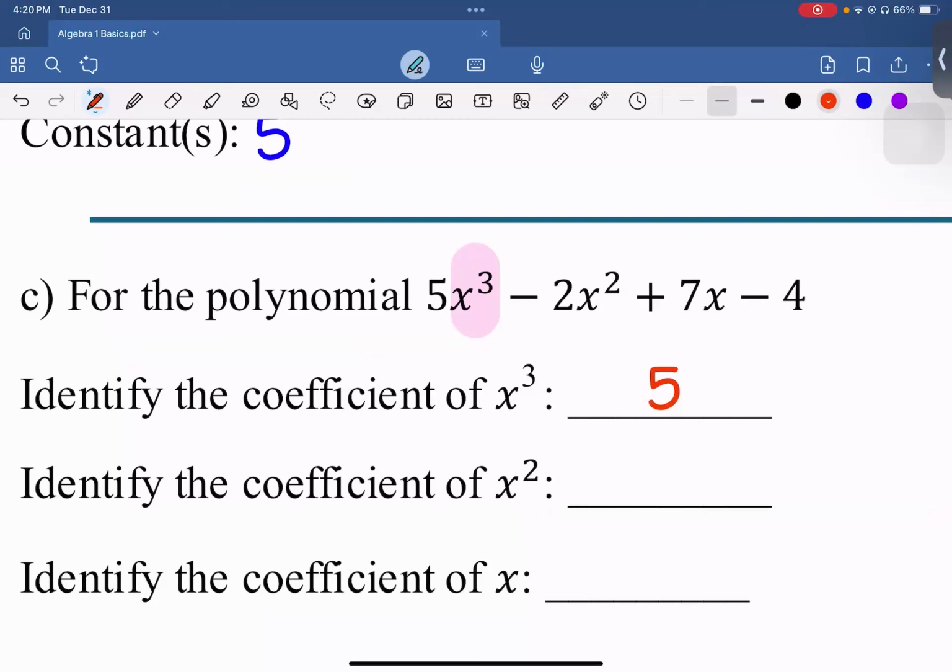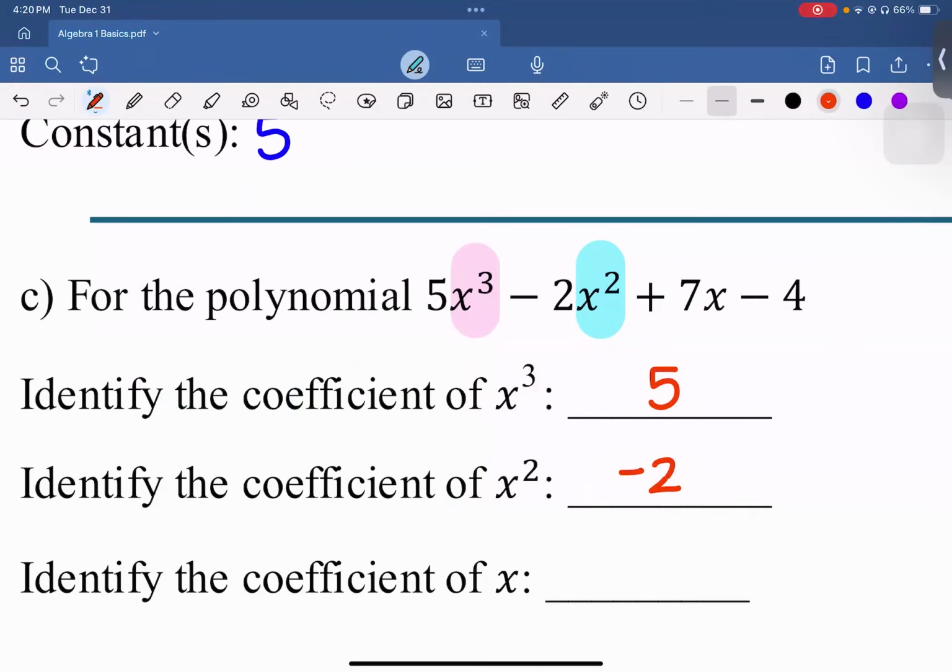And we're going to do the same thing for the other ones. I'm looking for the coefficient of x squared. And again, I'm just going to look for x squared and look at the term right to the left. And in this case, like we did in the other one, I'm going to take the sign in front. So this is going to be -2.